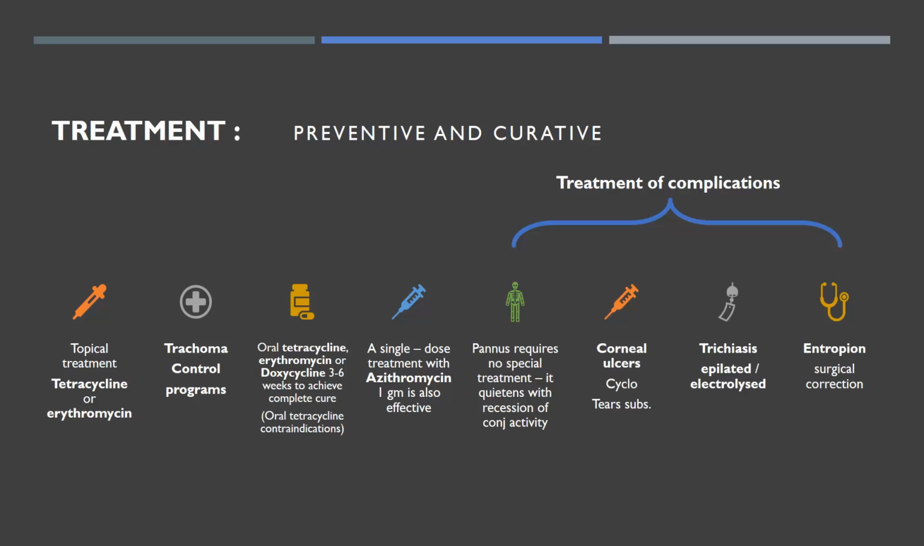Treatment of complications: usually pannus requires no special treatment. Corneal ulcer we can treat as a corneal ulcer. Trichiasis, either epilation or electrolysis. Entropion can be surgically corrected.